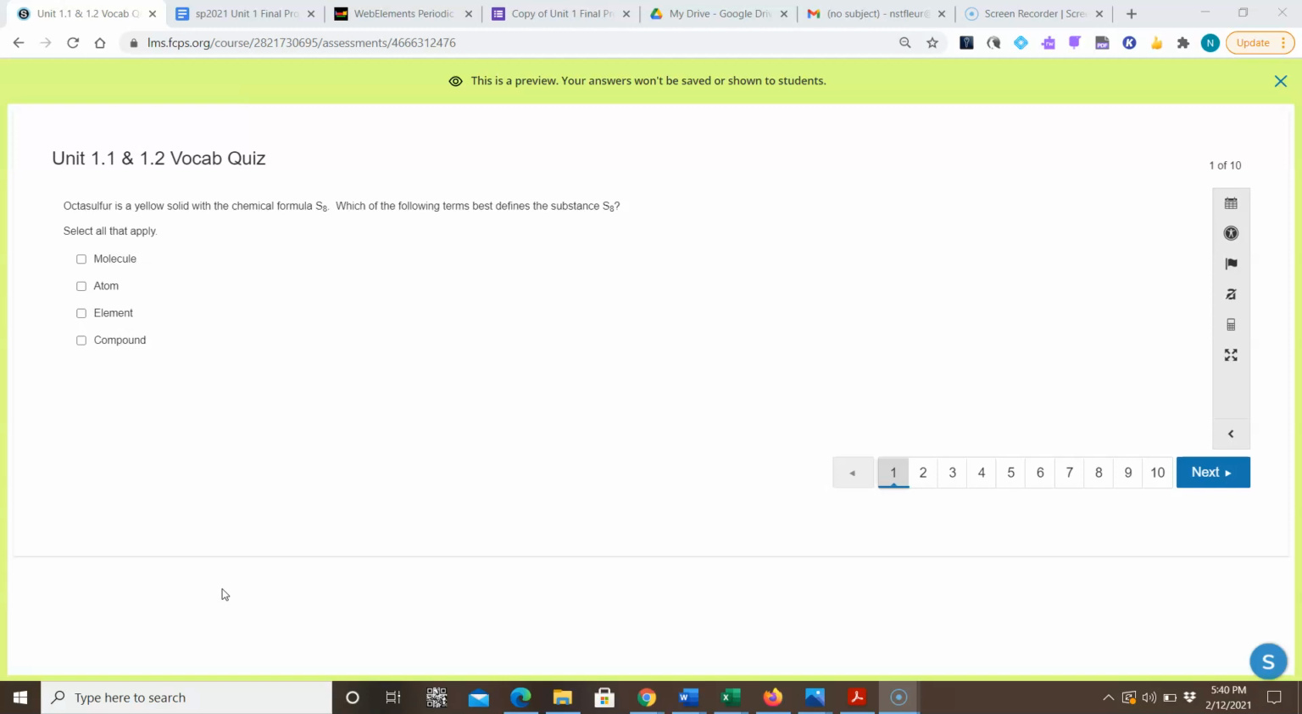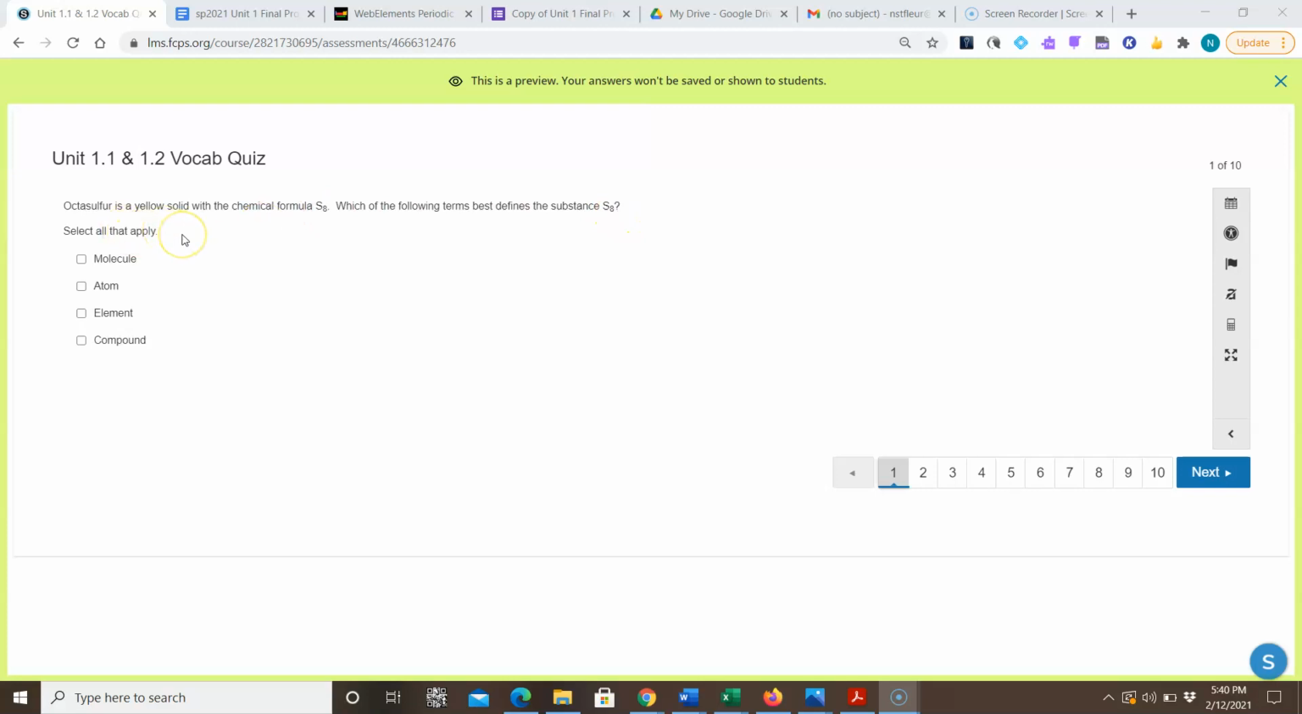So the first question I want to look at is, for me, question number 1, but the orders will change. It's the one with octasulfur is a yellow solid with a chemical formula S8. Which of the following terms best defines the substance S8? And it says select all that apply.